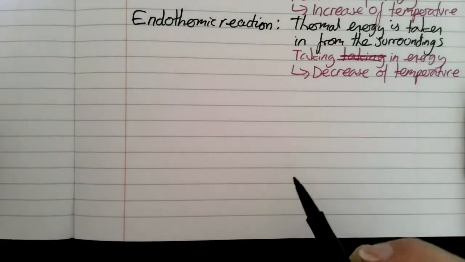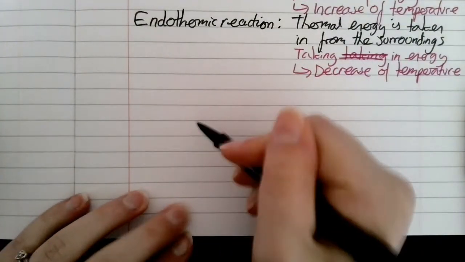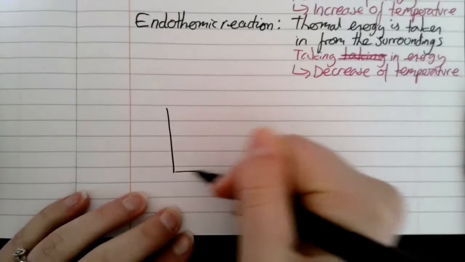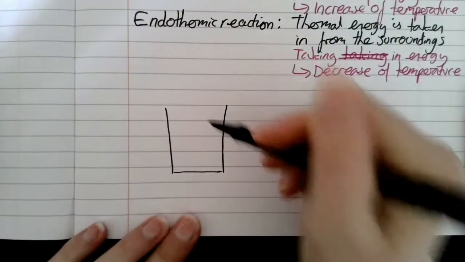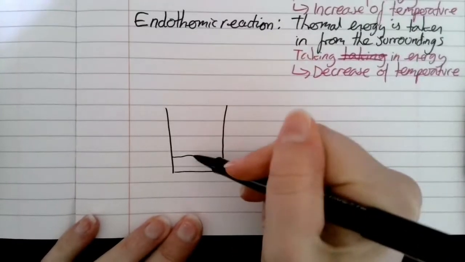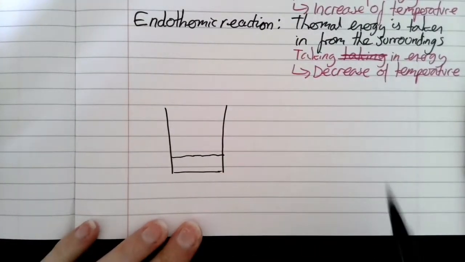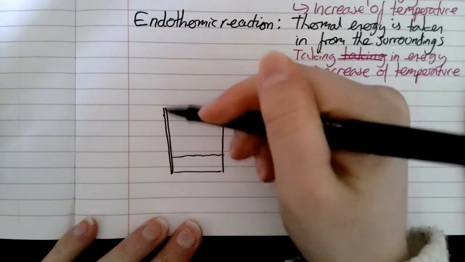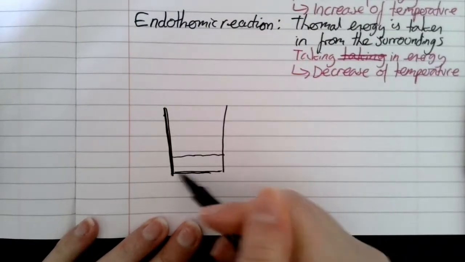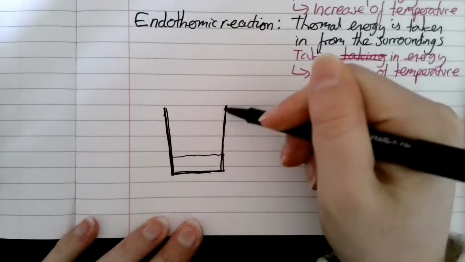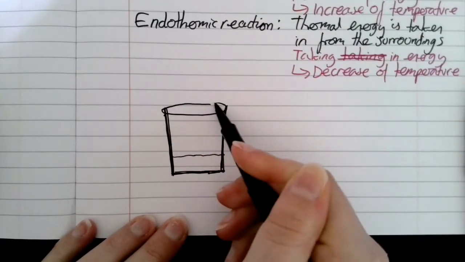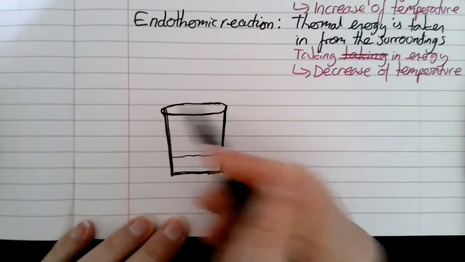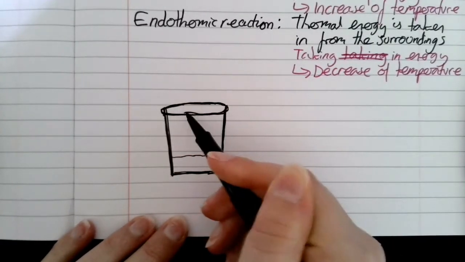So when we're dealing with chemical reactions, we're often dealing with experiments that are in a solution. So a typical experiment would have your reaction mixture in a beaker, or we could use a more insulated polystyrene cup. We could use a lid to make sure that no energy is going into the surroundings.